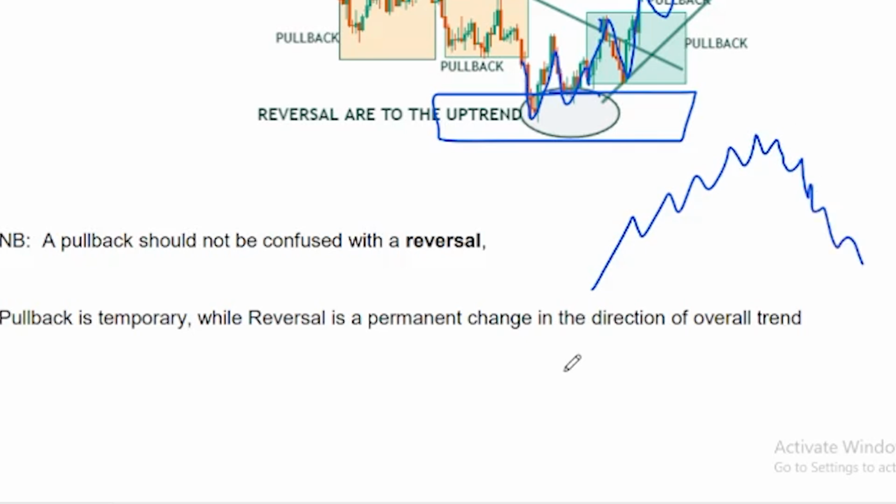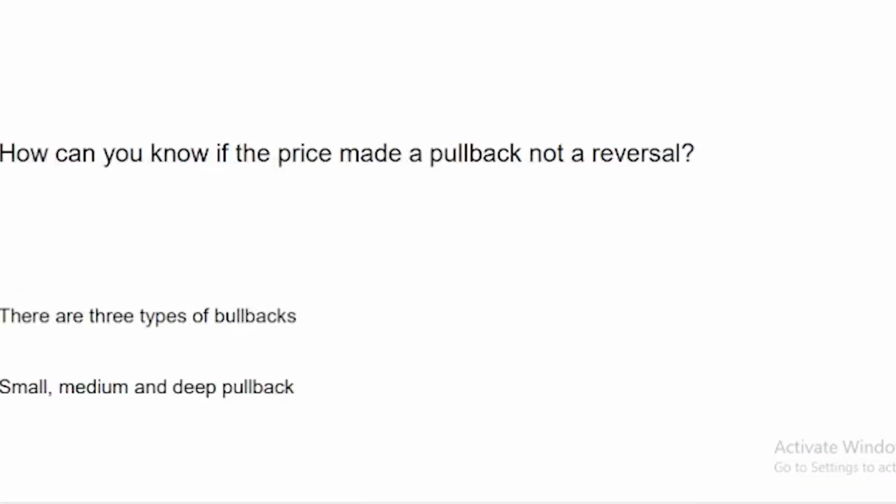And when we are changing the direction by reversing to the upside, okay, we are making a higher high and higher low. So means a reversal is the changing completely of the direction of the market. If you are in the downtrend, you are changing to the upside. If you are in the uptrend, you are changing to the downtrend. As simple as that. Okay, so the question is, how can we know that this is not a pullback, it is a reversal, or this is a reversal, it is not a pullback?